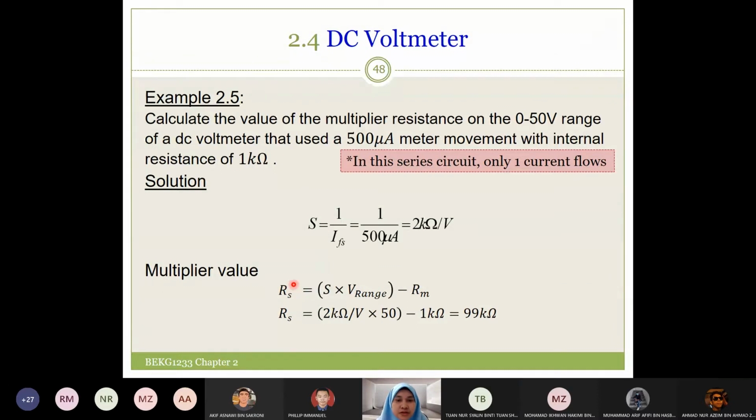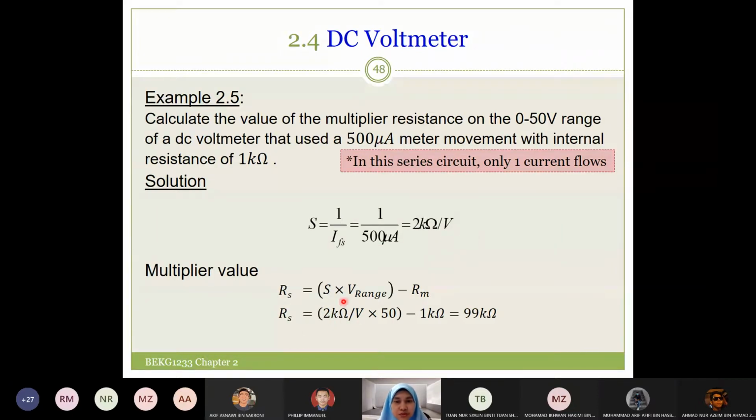Okay, this is the formula. RS is equal to R total, or S multiplied with V range, minus RM. Since we do not know what the R total is, but we know that R total is equal to S multiplied with V range, we have to find the S. S is equal to 1 over current, 1 over 5 microamp. It is equal to 2 kilo ohm per volt.